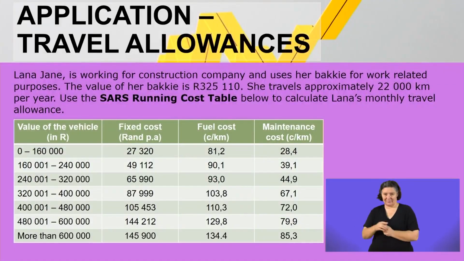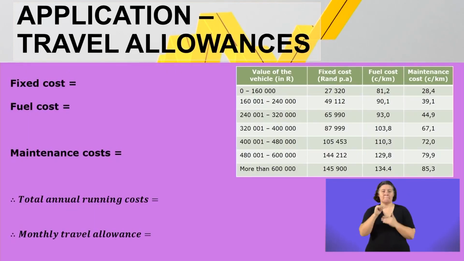Let's quickly look at our next one. Lana Jane is working for a construction company and uses a bakkie for work-related purposes. The value of the bakkie is 325,110 Rand. She travels approximately 22,000 kilometers per year. Use the SARS running cost table below to calculate Lana's monthly travel allowance. So let's quickly put that into practice. Where will I find the value of the car? That is definitely here. Okay, so what is applicable?